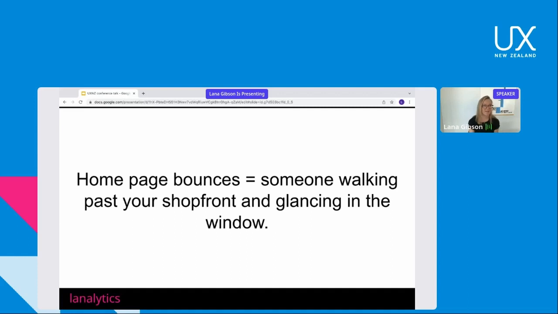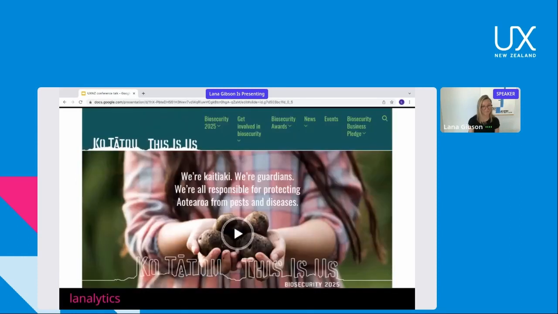Homepage bounces are like someone walking past your shopfront and just glancing in the window, not even engaging at all with your content. You really want people to be interacting with you meaningfully, having conversions such as downloads, contacts, purchasing something. So it really pays to connect your data with your advertising and see that it's really resulting in meaningful success. So an example of this is COCATO.